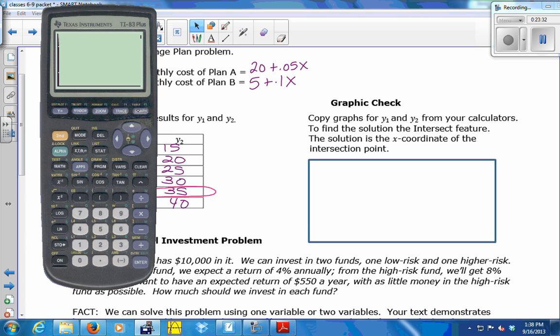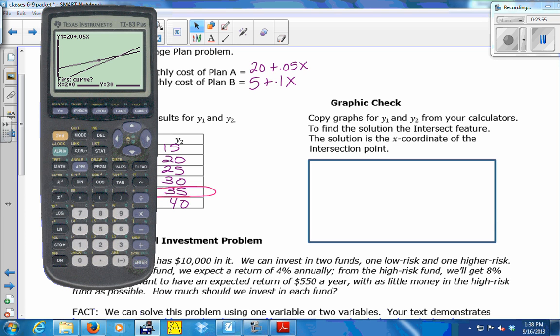And then I press graph, and I have y1 and y2, and I see that they cross somewhere. That place where they cross is where they are equal. So I'm going to use the intersect feature. It's in the calculate menu. Press second trace, and you choose option 5, intersect.